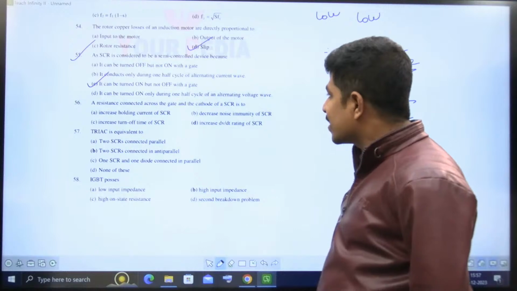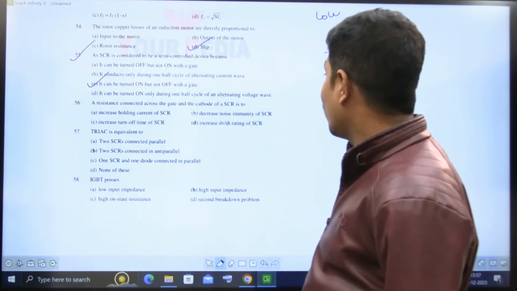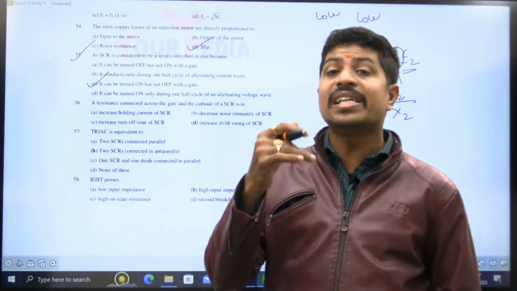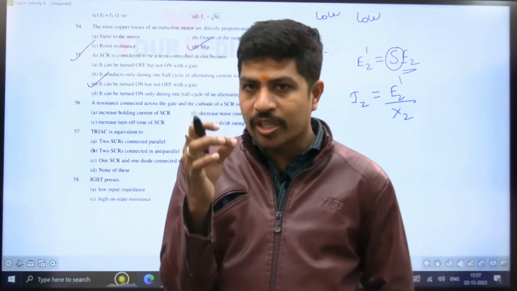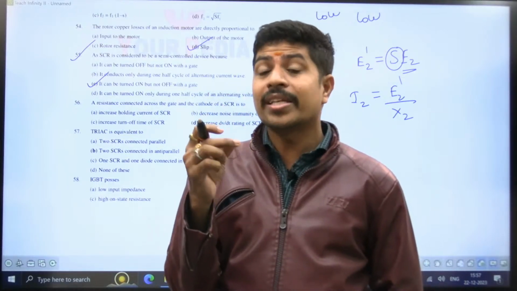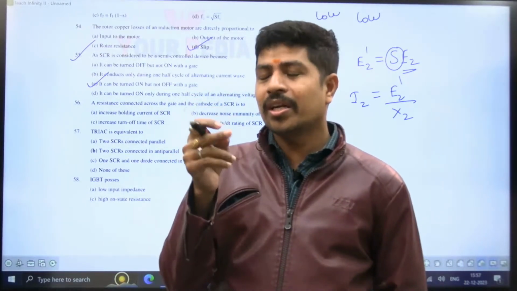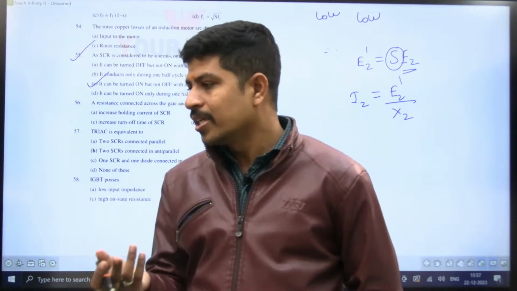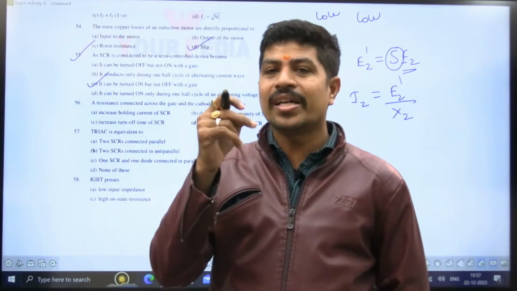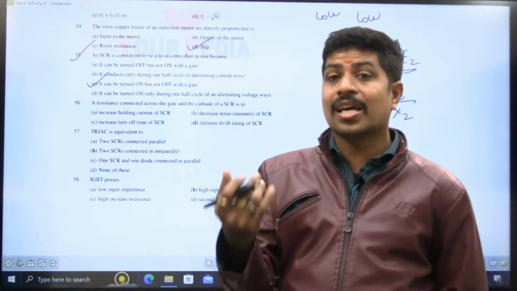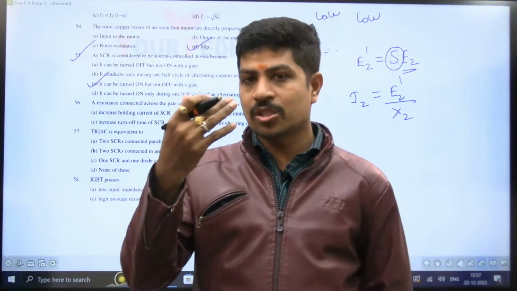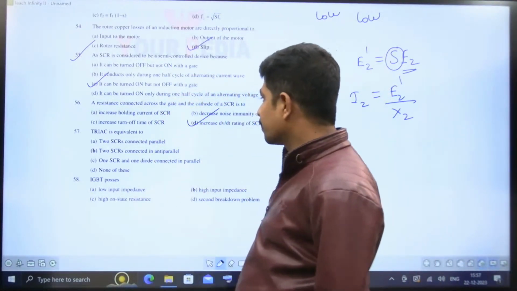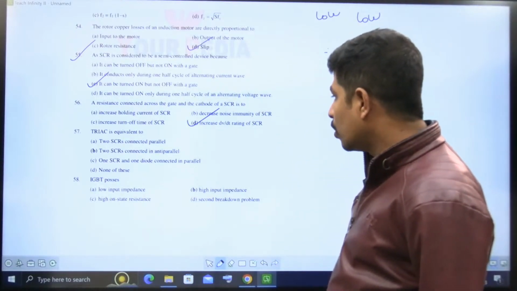Next question. A resistance connected across the gate and the cathode of an SCR is to increase the dV by dt rating. Whenever there is a sudden change of voltage, the thyristor or SCR may get damaged, and switching actions will change the voltage suddenly. So for my SCR to withstand that huge change of voltage with respect to time, we connect one resistance. The option is D.